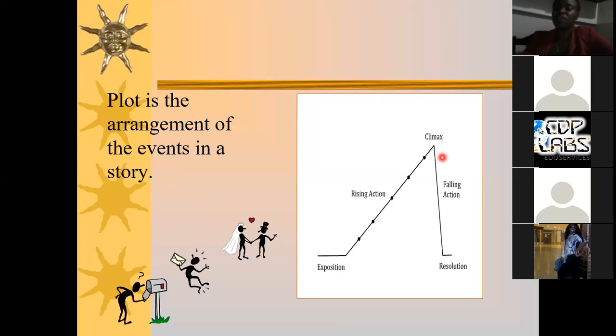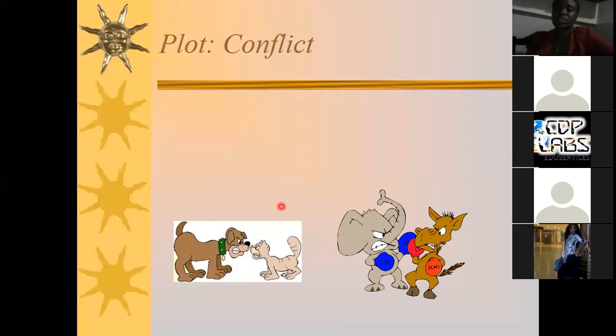And of course, after you get to the climax, we have falling action, and falling action would be all the things that will actually lead to a resolution. So that's the plot diagram. And then we're going to move on, and we're going to look at conflict. Now, an important point to note is that if you do not have a conflict, you don't have a story. Your story must have a conflict. So let's look at conflicts.